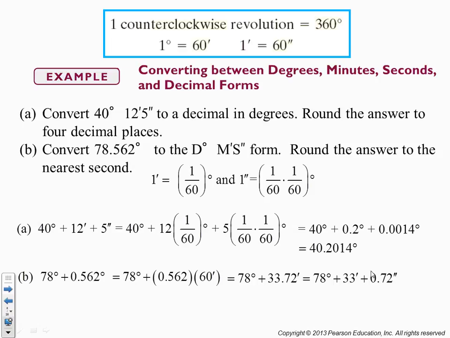and it wants us to round to the nearest second. So we're going to take, once again, our decimal portion and multiply it by 60, because there are 60 seconds in every minute. And we get 43.2, but it says round to the nearest second, so that's going to be just 43. So it's 78 degrees, 33 minutes, 43 seconds.